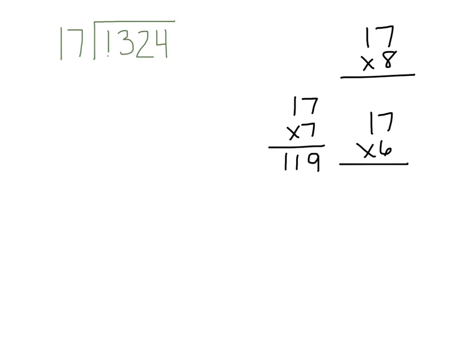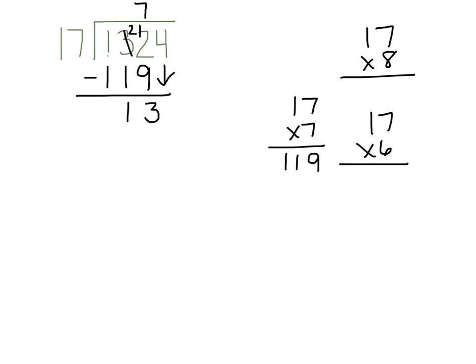119. So 119 worked. So I'm going to put my 7 over the 132 and subtract out the 119. That becomes 2. That becomes 12. So 12 minus 9 is 3, and that's 13. So does 17 go into 13? It doesn't. It's too small.